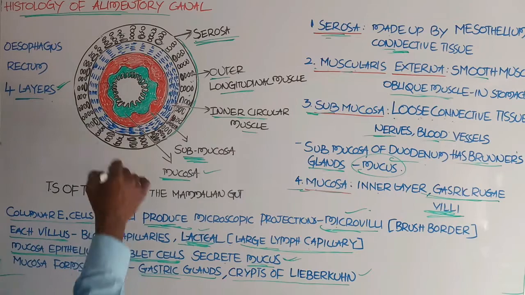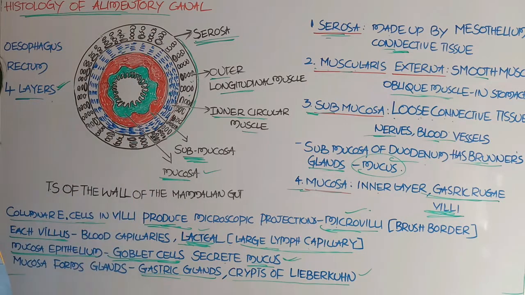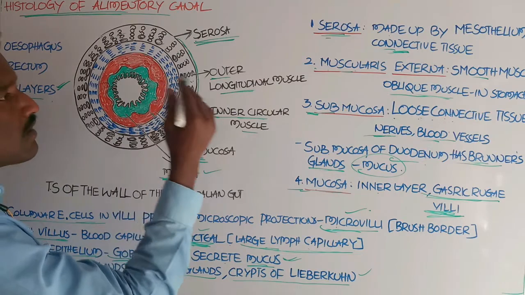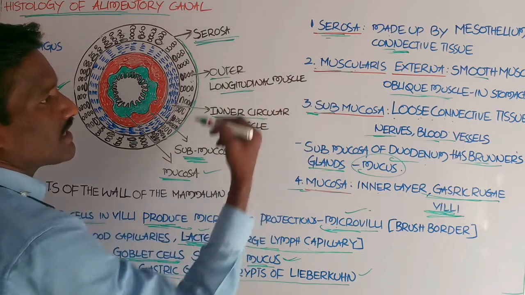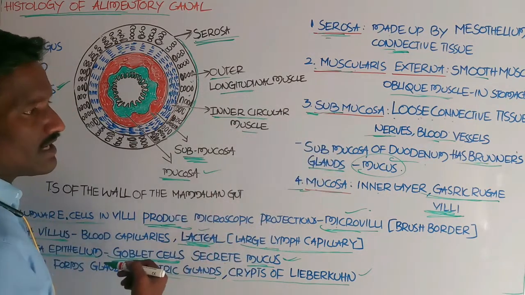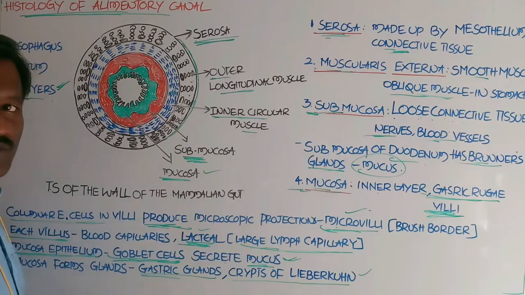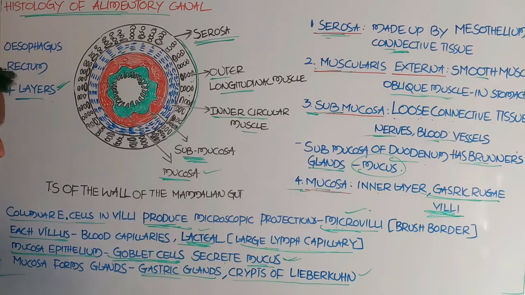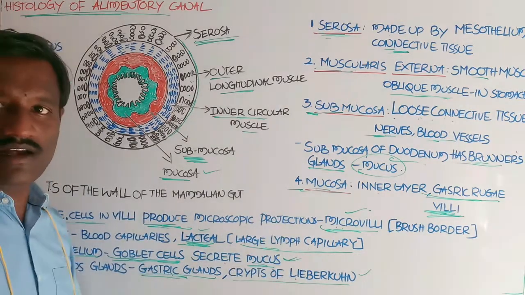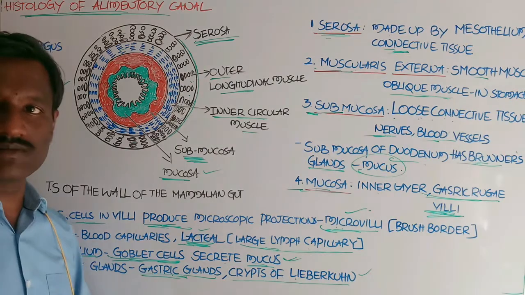Okay students, this is about the histology of the alimentary canal. The wall from the outside to inside consists of 4 layers. First one is serosa, second one is muscularis externa, third one is submucosa, and fourth one is the mucosa. Mucosa shows the villi and the microvilli, and the mucosa of some regions of the alimentary canal is modified to form the gastric glands and intestinal glands.